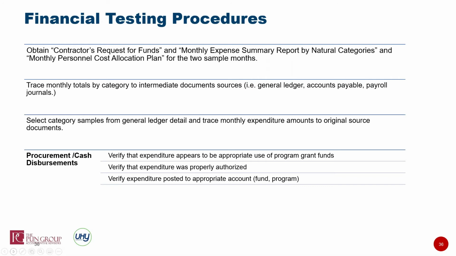We generally will pick 2 sample months, depending upon how long the period is. Oftentimes we have a 6-month period we're monitoring, so we'll pick 2 within the 6 months and we will reconcile those. So we trace those totals by category to the source documents, like GL to AP or payroll summary data. And then we select category samples from the GL and trace monthly expenditure amounts to the original source documents. So we will look at things on procurement and cash disbursements, that the expenditures appear to be appropriate use of those funds, that it was properly authorized, and we verify expenditures were posted to the appropriate account fund programs.